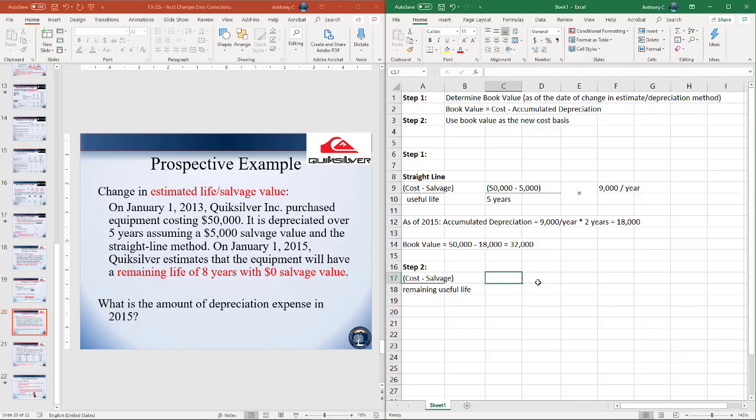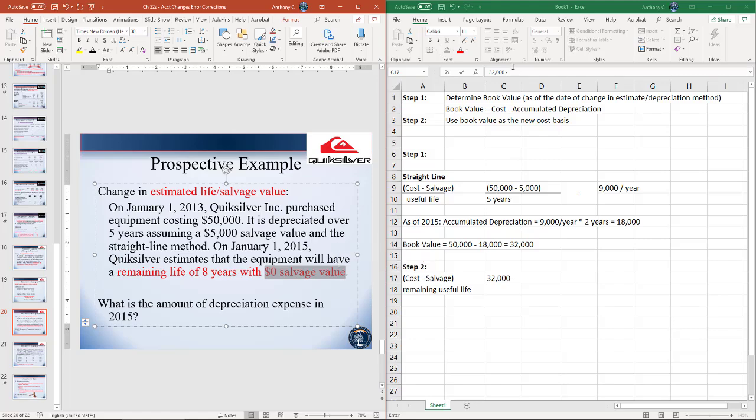So we're using the book value as the new cost basis. So cost here will be $32,000. We've changed the salvage value in 2015 to a 0 salvage value. So we're subtracting 0 from that. And then in this example, it tells us we estimate that the equipment has a remaining life of 8 years. So we divide by 8. So in this case then, $32,000 divided by 8 is $4,000 per year. So in 2015, we would recognize $4,000 of depreciation.